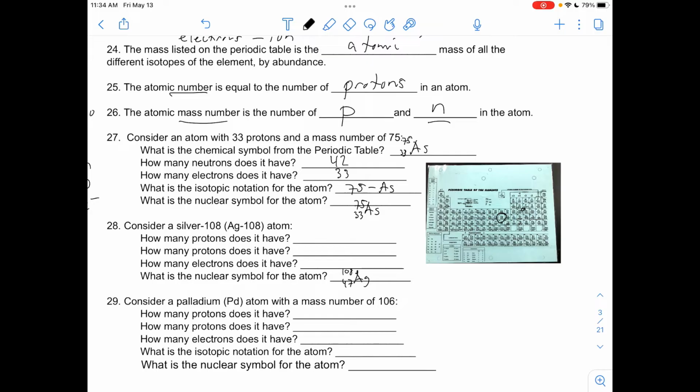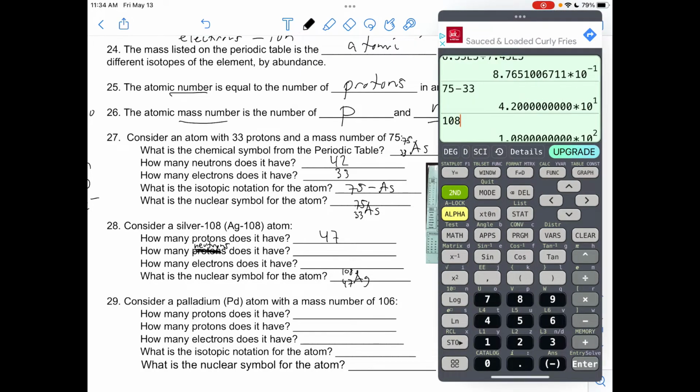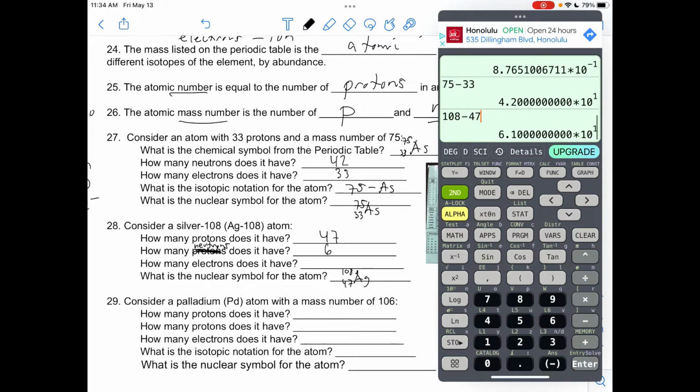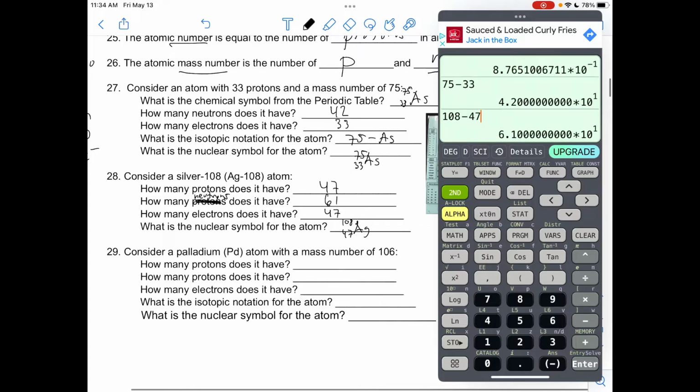Okay, how many protons does it have? It has 47. This shouldn't be protons, it should be neutrons, because we just asked that question. So neutrons would be 108 minus 47, so that would be 61. And then how many electrons? Again, it doesn't say anything about it being charged, so I'm going to assume it has a net charge of 0, so it's the same amount of electrons as protons.